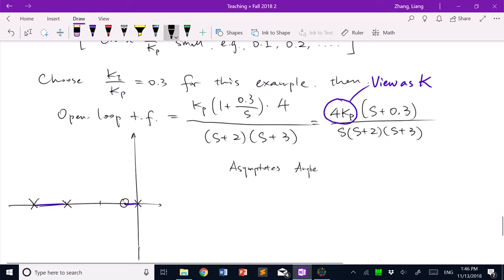And the angles will be 90 degrees and minus 90 degrees. And the centroid is the sum of the poles, 0 minus 2 minus 3, so minus 5, minus the zero, minus 0.3, divided by 2. So you have minus 5 plus 0.3, which is minus 4.7, divided by 2, so it will be negative 2.35.